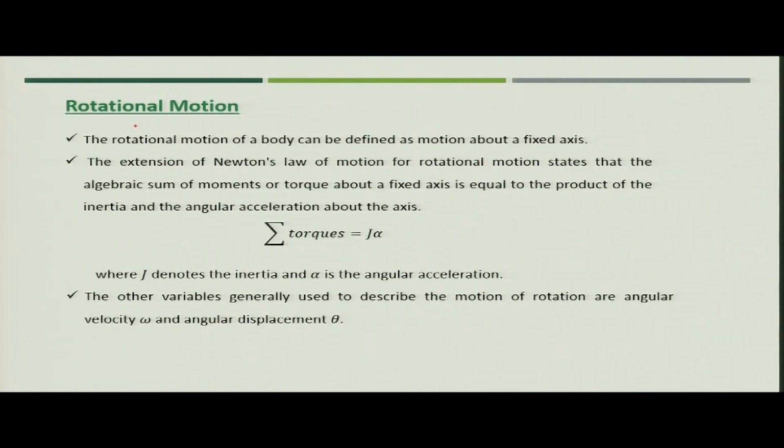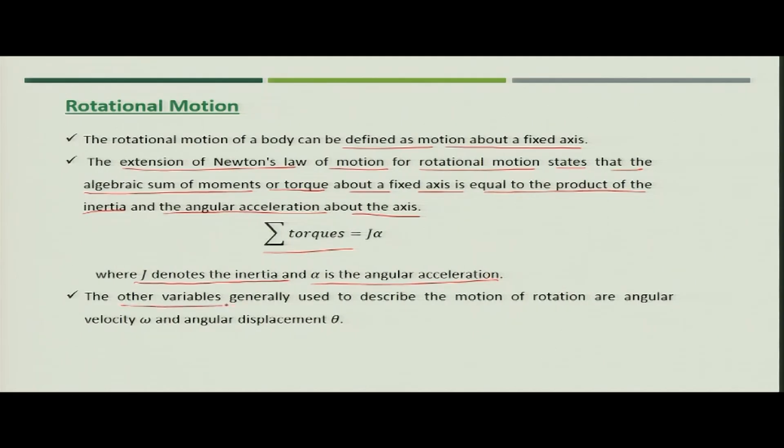So, the rotational motion of a body can be defined as motion about a fixed axis. The extension of Newton's law of motion for rotational motion states that the algebraic sum of moments or torque about a fixed axis is equal to the product of the inertia and the angular acceleration about the axis. So, we define that total sum of torques which is applicable on a body which is rotating is equal to J into alpha. The J will be inertia of the body and alpha is called as angular acceleration.